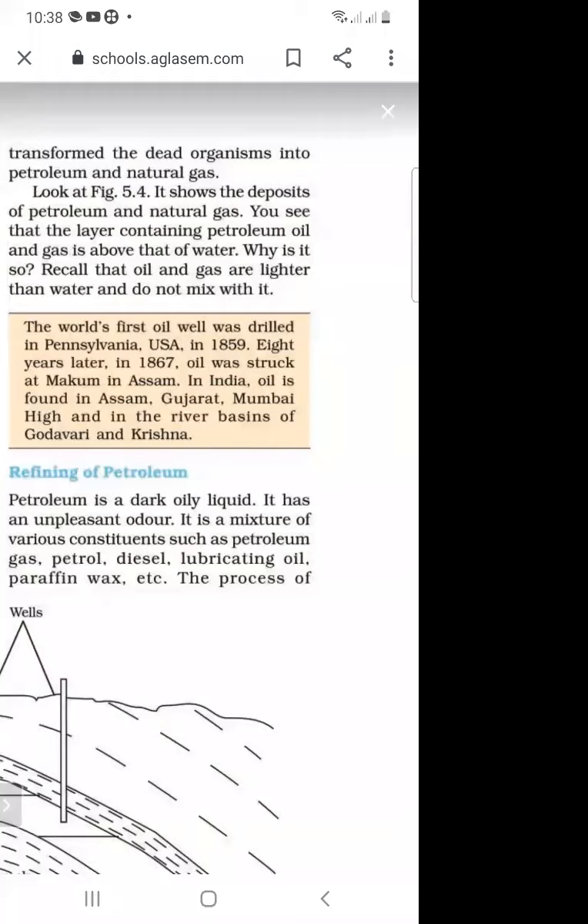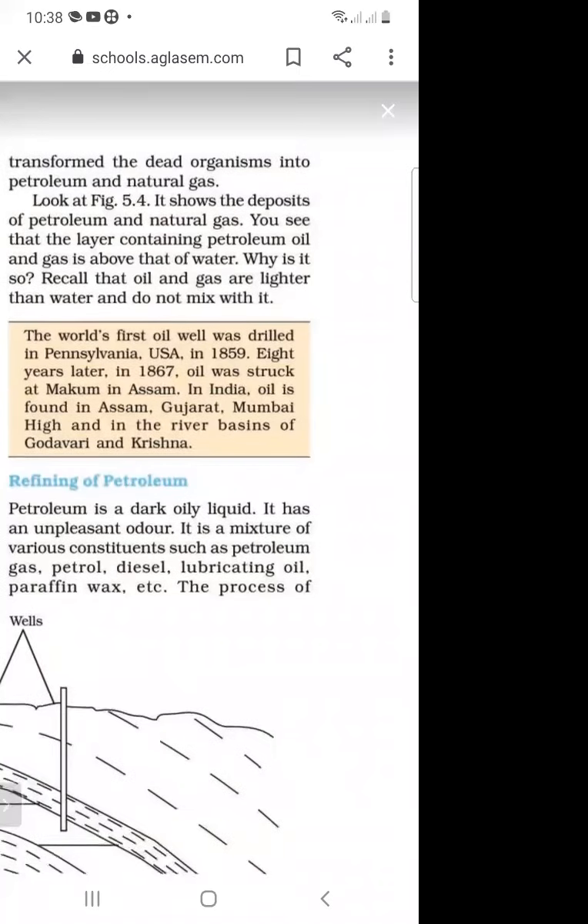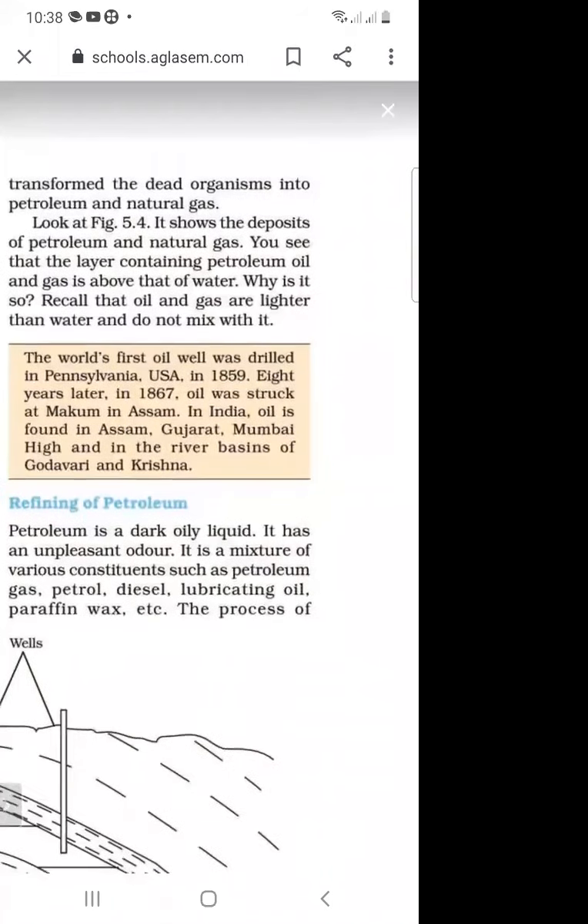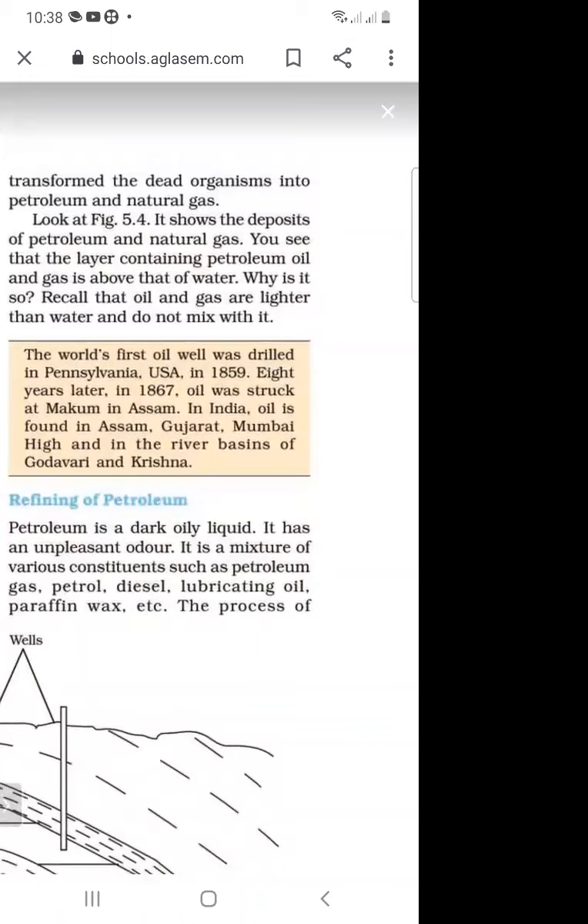So how is petroleum formed? When so many tiny organisms present in the sea died, their bodies settled down at the bottom of the sea, and under high temperature and high pressure, these organisms were converted into petroleum and natural gas.